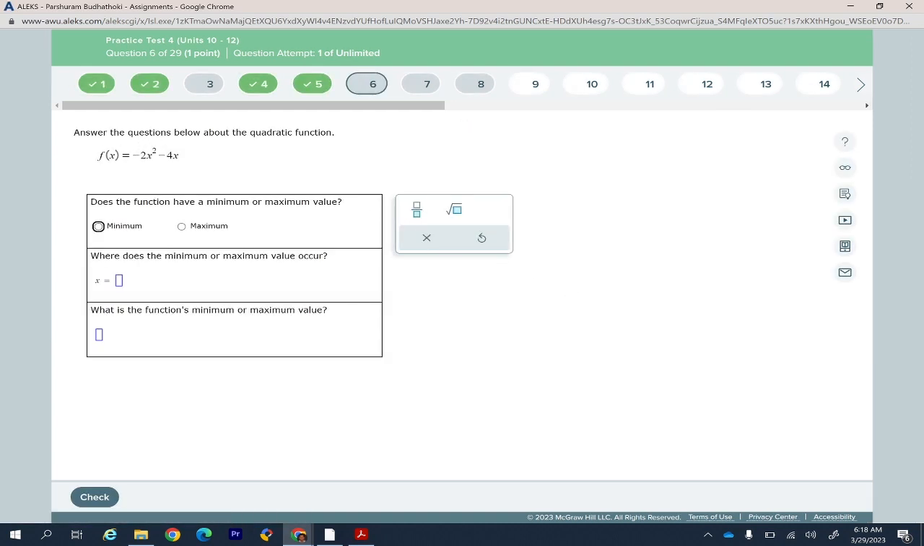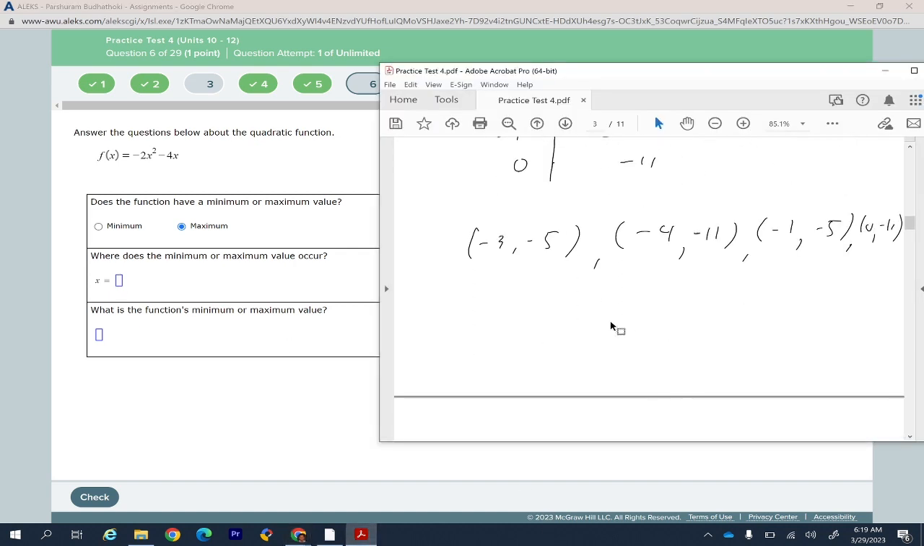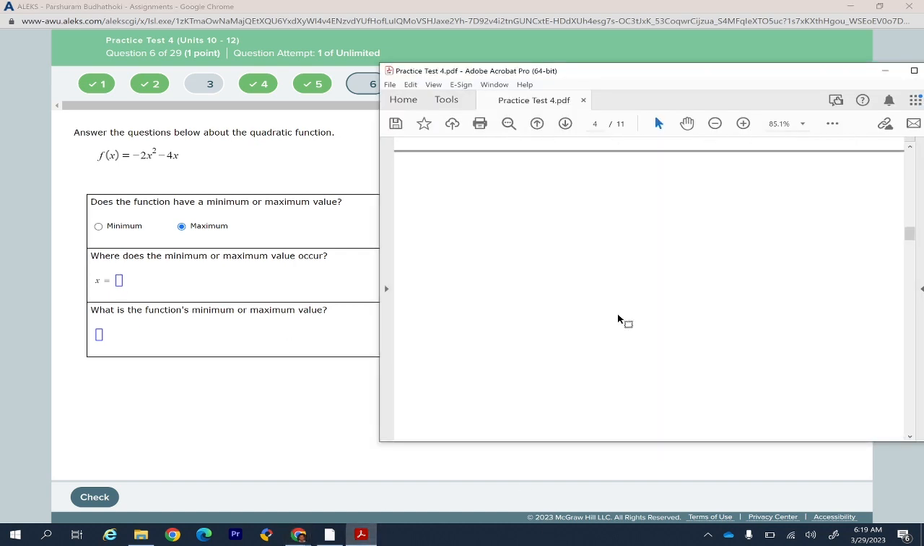So number 6, answer the following question. This is a quadratic function. As you can see here, the value of a, which is the leading coefficient, is negative. Negative means facing down. Facing down means you are going to find the maximum value. Where does the minimum or maximum value occur? In this case, remember, the maximum or minimum value occurs at the vertex. So you need to find the vertex. The vertex can be found by using the same formula, negative b over 2a.